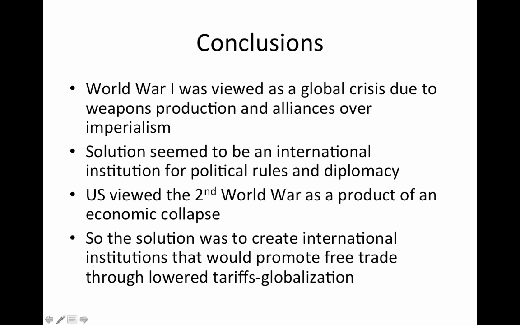So, some conclusions to look at then from Americans' involvement in the two world wars. The first one is this: World War I was viewed by American policymakers and its allies as being a global crisis, but due to weapons production and alliances over European imperialism in places like Africa, the Middle East, and Southeast Asia. The solution at the time seemed to be to create an international institution that would create political rules that would lower the amount of weapons production, create more free trade, and have a place for diplomacy based around a concept known as collective security.